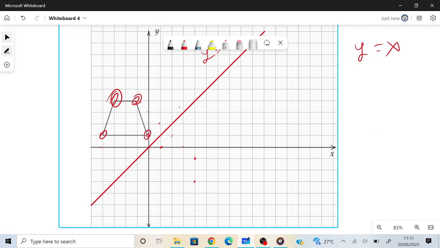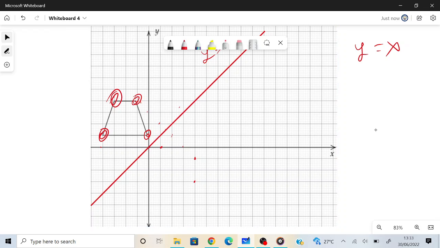And the final vertex, which is this. This goes same way. 1, 2.5. So half, 1 and 2. So somewhere there. And if you connect all these points together, you should have something like this.